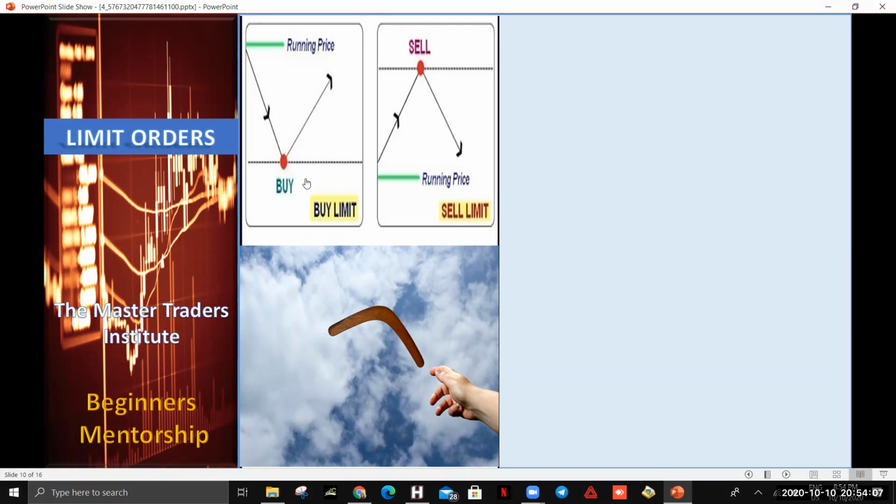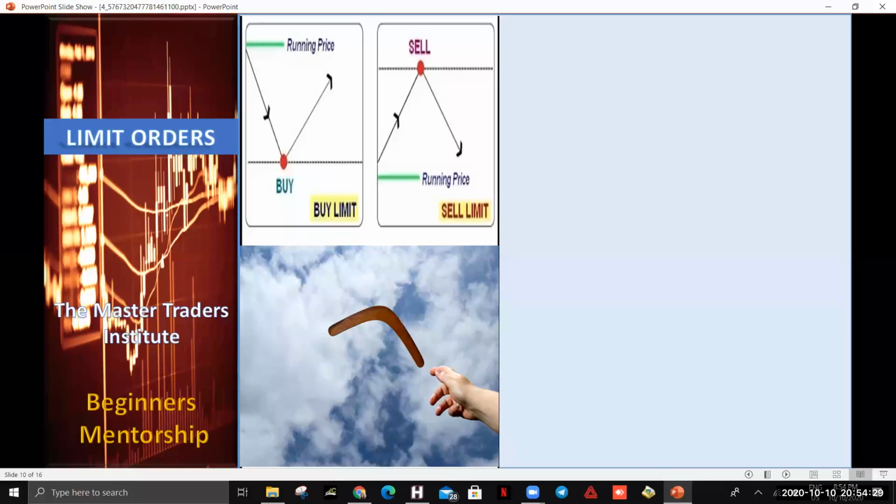A buy limit order is you are placing price below the market, below the current market price. For example, the current market price is at 3. You're expecting that price is still going to come down to 1, activate your account, activate your trade and start going back up.